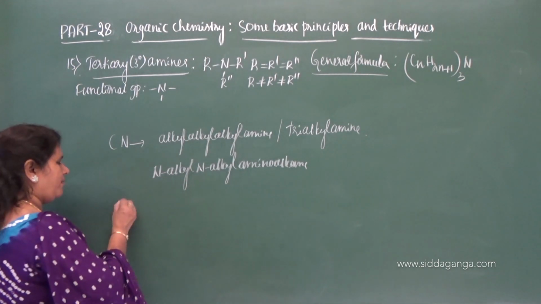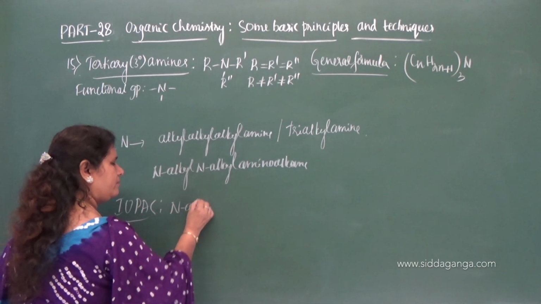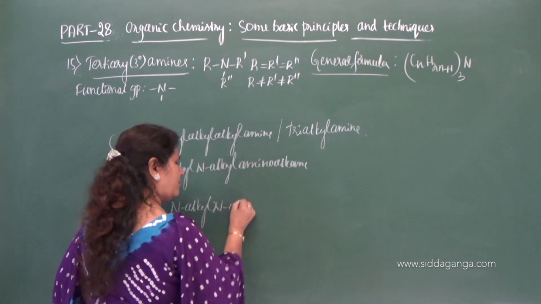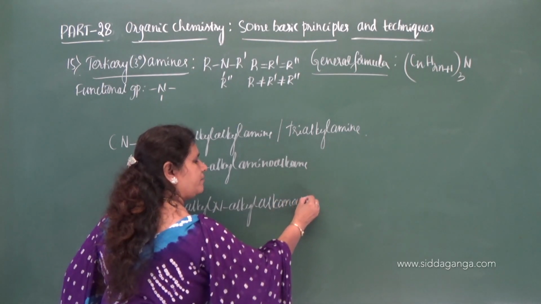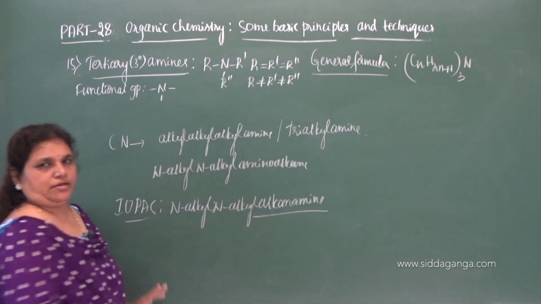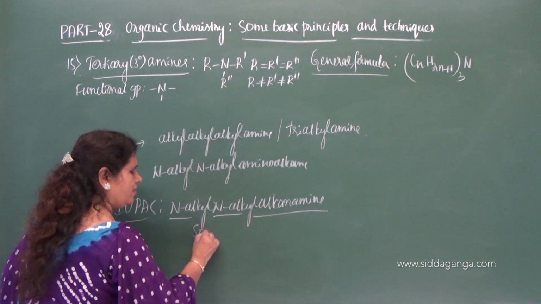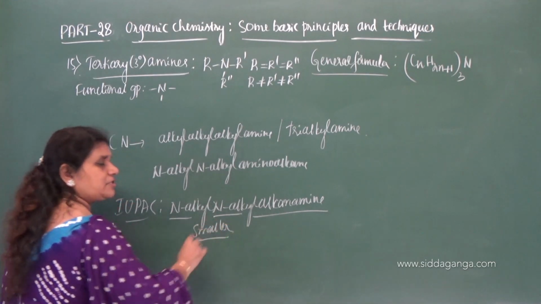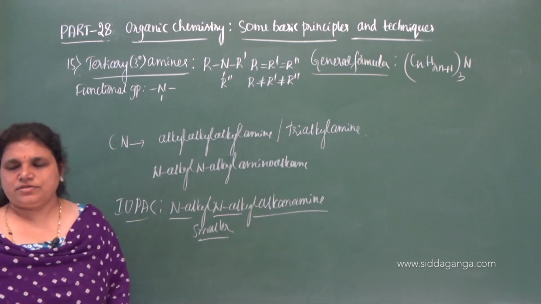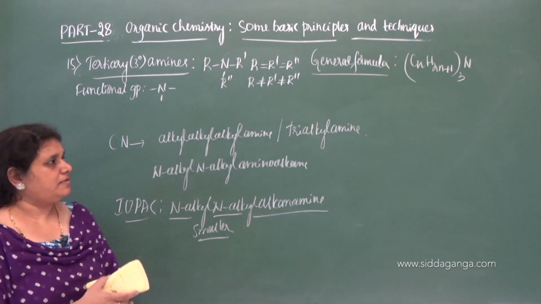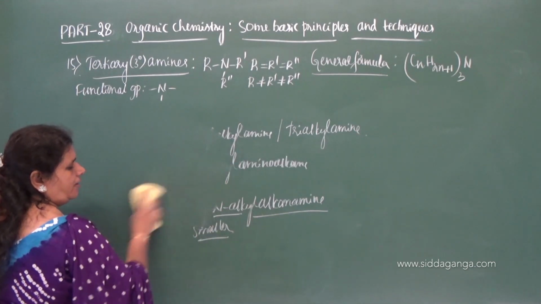And what is the IUPAC name? IUPAC name, same, N-alkyl, N-alkyl. Instead of amino alkane, you have to take alkanamine. These two must be smaller alkyl groups among the R dash, R double dash. Now let us move on to the examples. Take down the examples. Write formula, common name, and the IUPAC name.